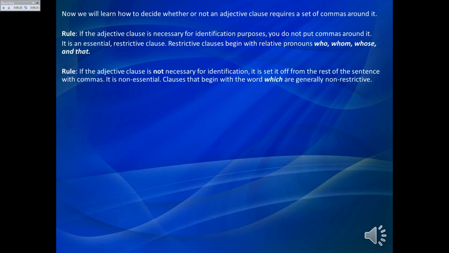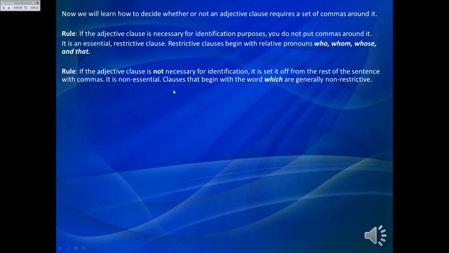Here's the next one, the opposite of that. If the adjective clause is not necessary for identification, it's set off from the rest of the sentence with commas, because we use those commas to say, well, this information might be interesting, but it is not actually essential to identify who I'm talking about.